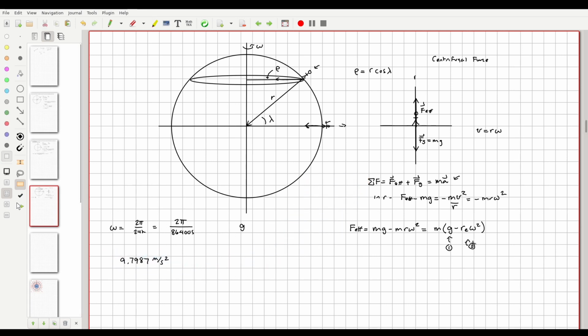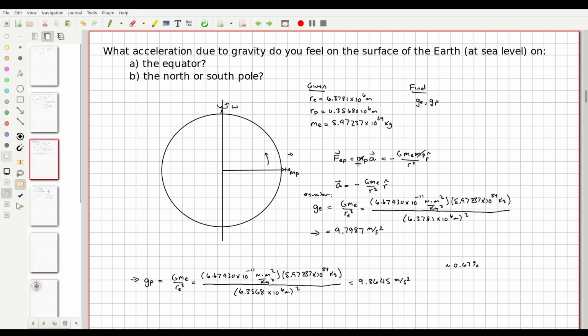Now, we also need to know what the radius of the Earth is at the equator, which we have right here.